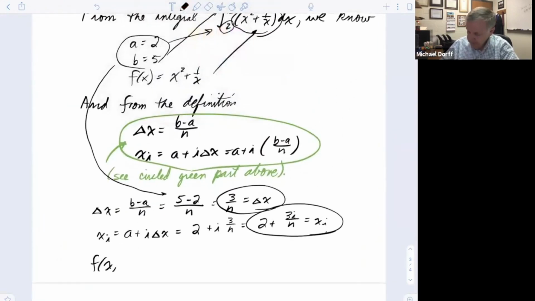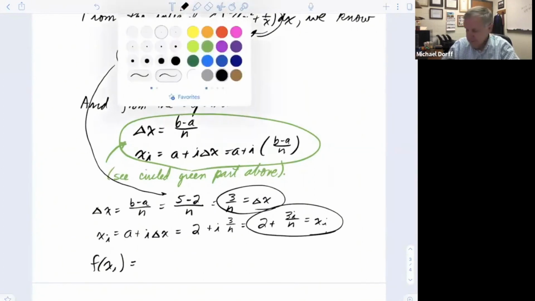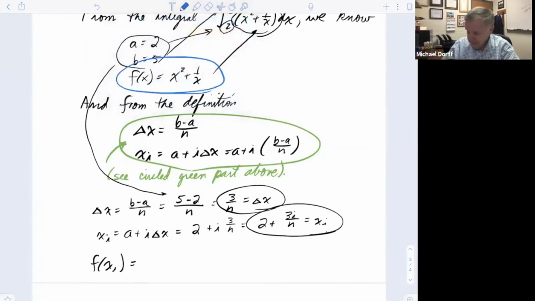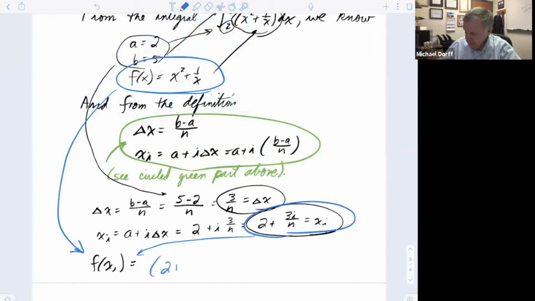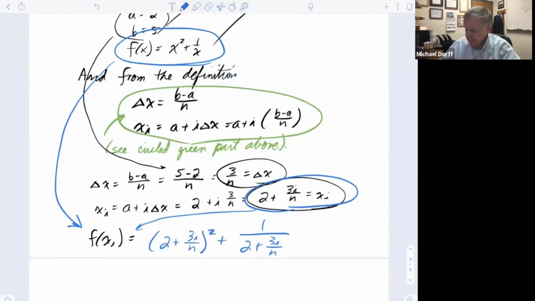So what's f of x sub i? Well, remember to do all my colors here. Here's f of x. So bring that down here. We're going to put in x sub i, which is this. Okay, so I'm going to get 2 plus 3i over n, squared, plus 1 over 2 plus 3i over n. That's what f of x sub i is.